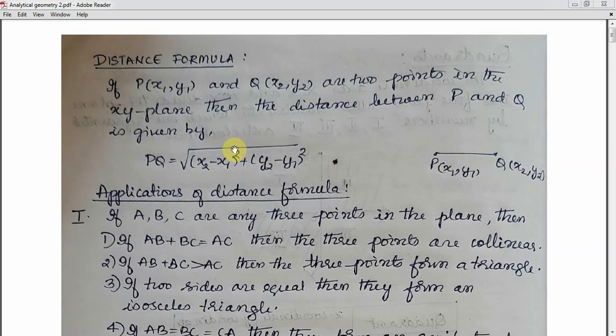P to Q, the formula we use is square root of x2 minus x1 whole square, the x coordinate of the second point minus the x coordinate of the first point whole square plus y2 minus y1 whole square, y coordinate of the second point minus the y coordinate of the first point whole square, then I take a square root. If P and Q are the points, then the distance I write it as PQ. Therefore, this is the formula we have to calculate the distance between 2 points. Keeping this distance formula, we can study many more things in analytical geometry. We'll see them one by one.